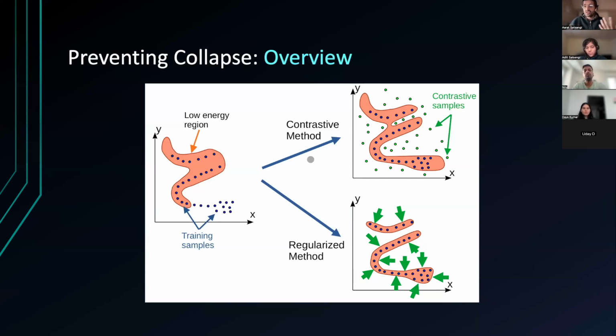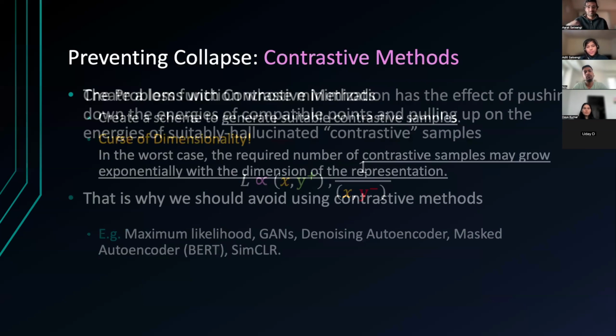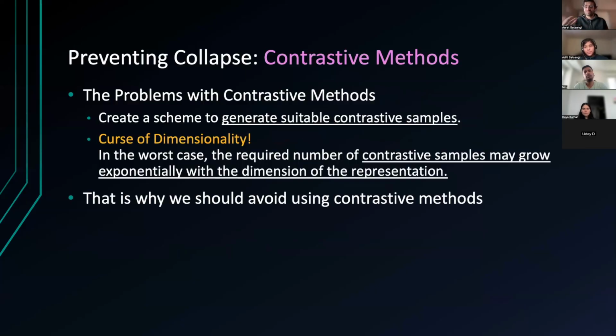So if you are going through the code of somebody who has used contrastive learning, or going through some paper, you will see that their representation space is very small, because they want a constricted representation space so that they don't have to generate as many contrastive samples. Okay, are we clear on this? So this is why we should avoid using contrastive methods.